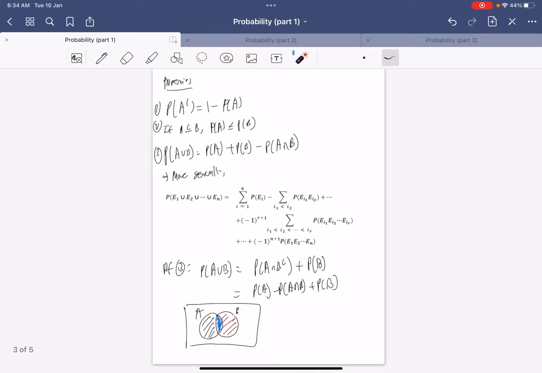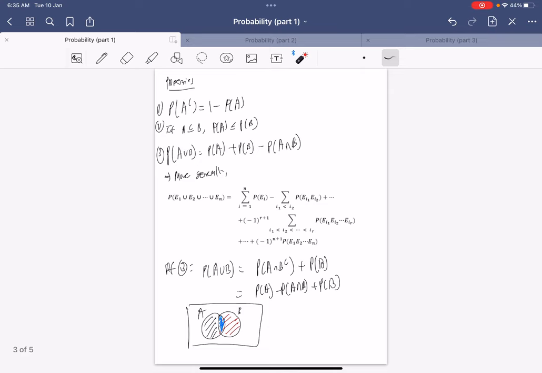And more generally, this is known as the principle of inclusion and exclusion, where you add all the individual probabilities, then you minus away the intersections, then you add back, for example, the sum of the probability of E1, E2 and E3.